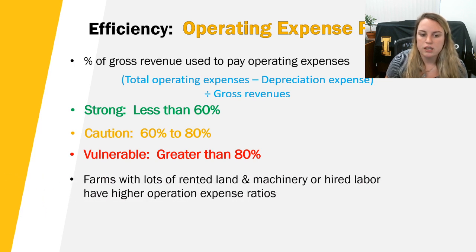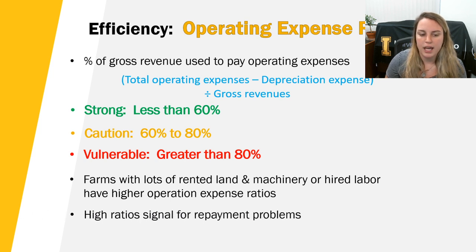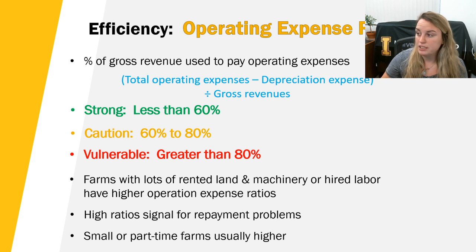Farms with lots of rented land and machinery or hired labor have higher operating expense ratios, and high ratios signal repayment problems. That should make sense. If not, please ask me a question on the live. I'm here to answer them.